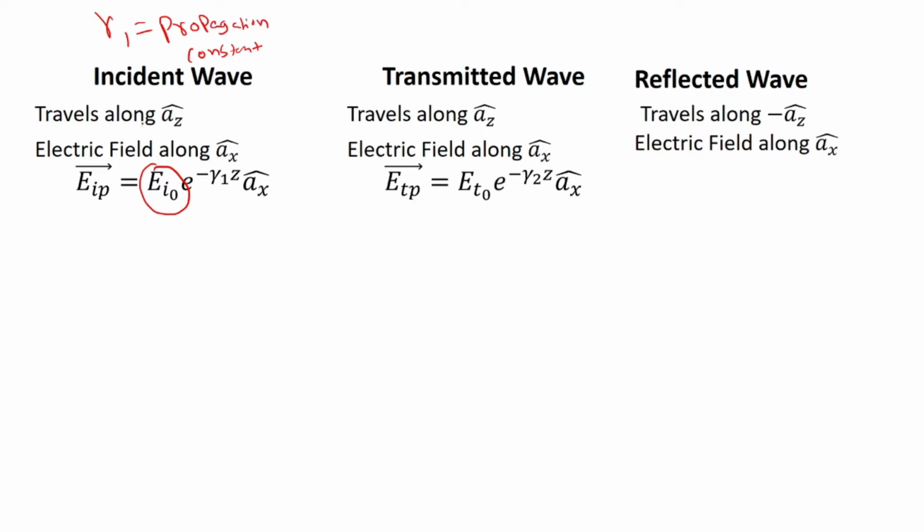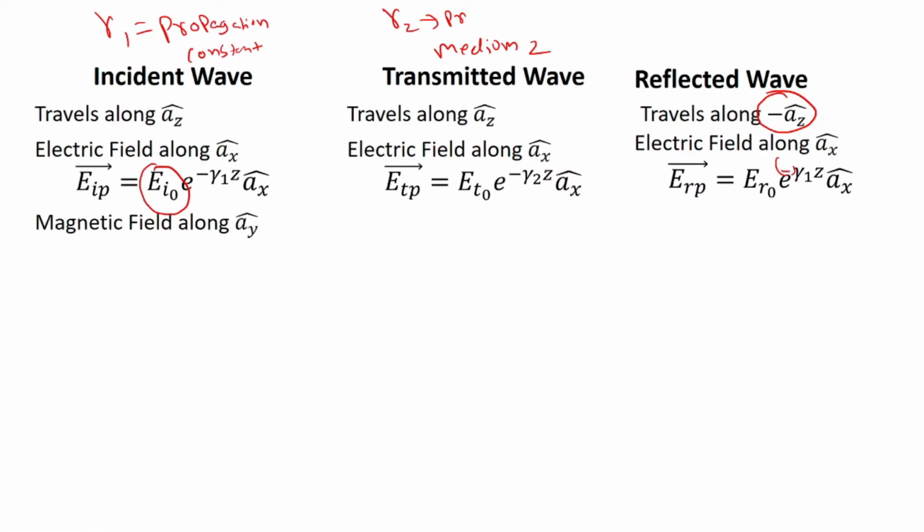The transmitted wave is also along ax cap, and it can be written as Et0 exponential of minus gamma 2z ax cap. Here it is gamma 2 because gamma 2 is the propagation constant for medium 2. And the phasor of electric field intensity for the reflected wave, ERp bar, is equal to ER0 exponential of gamma 1z, where ER0 is the value of the reflected wave's electric field at z equals 0, and gamma 1 is the propagation constant for medium 1, but the negative sign is absent here because the wave is traveling along minus az cap.